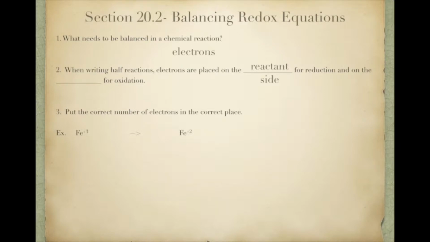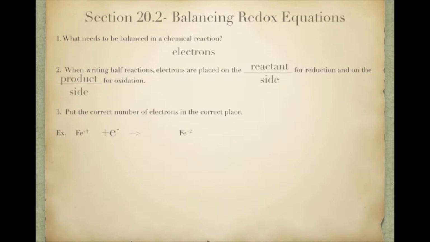And so if an atom is oxidized, then you're going to put the electrons on the product side. So let's look at an example really quickly. All right, this tells me to put the correct number of electrons in the correct place. Well, iron has a +3 charge when it's a reactant and then a +2 charge when it's a product, which tells me that this is being reduced because it is gaining 1 electron. So I'm going to put the electron on the reactant side, and it's just 1 electron.